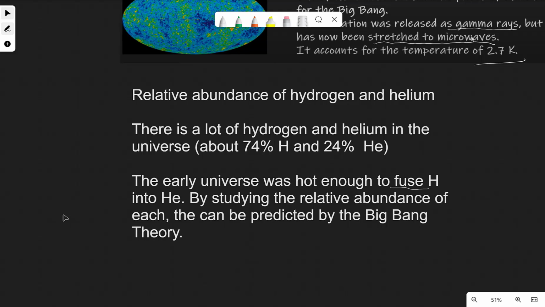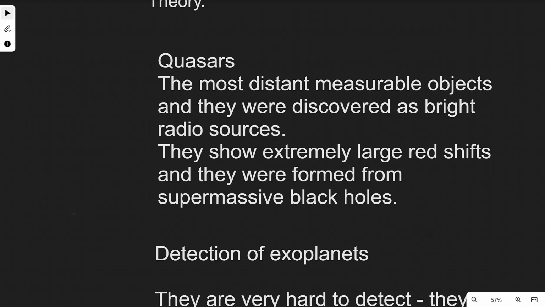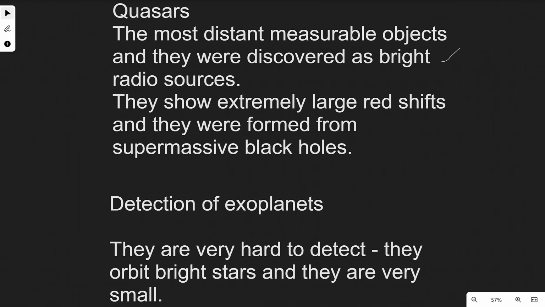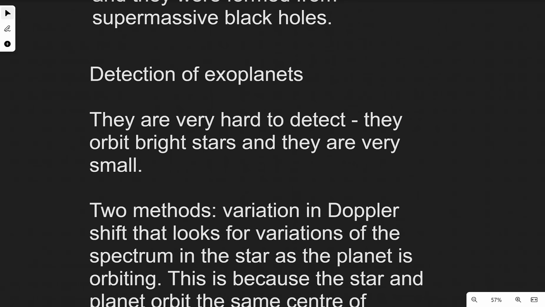once again confirming what we know about the Big Bang theory. And finally, we're going to revise briefly quasars, which are the most distant measurable objects. They were actually discovered as bright radio sources, and they have the largest redshifts possible. These emissions are thought to come from supermassive black holes, even the size of the solar system with many, many billions of solar masses. Really, really interesting objects.